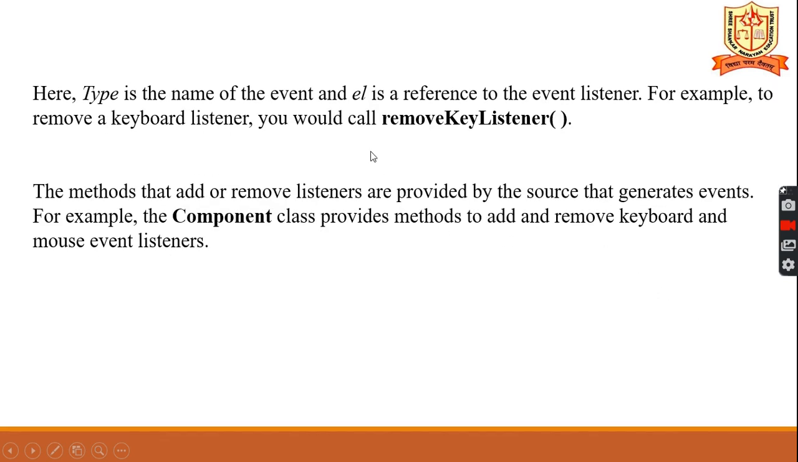Here Type is the name of the event and el is the reference to the event listener. For example, to remove a keyboard listener, you would call removeKeyListener. The methods that add and remove the listeners are provided by the source that generates the event. For example, the Component class provides the methods to add and remove keyboard and mouse event listeners.